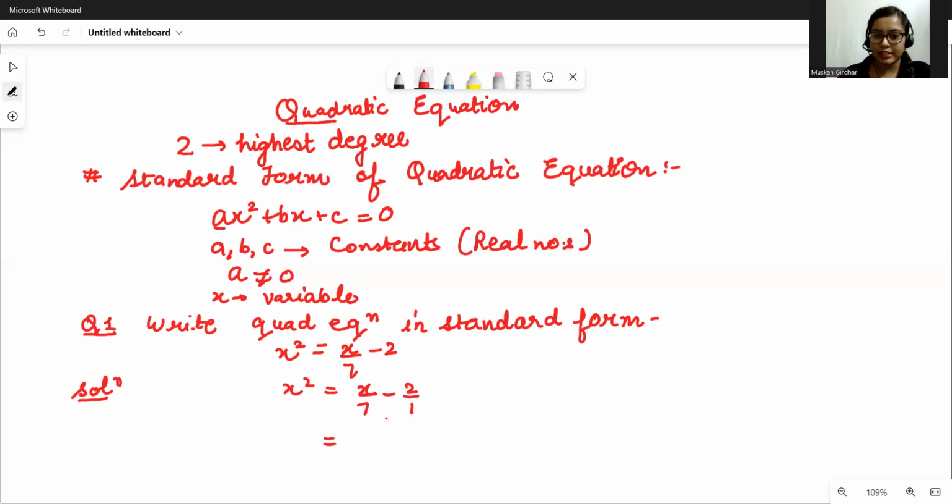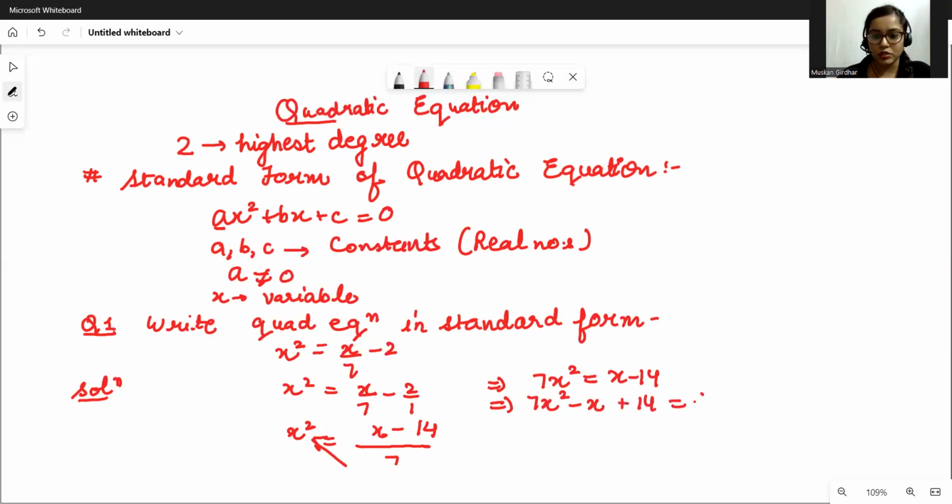Now, what will be the LCM here? This will be 7. 7 divided by 7 is 1, multiplied by x. This will give us x minus 7 divided by 1 is 7, and then multiplied by 2 will give us 14. Now cross multiply. So what are you going to get? Let me write it here: 7x square is equal to x minus 14. Now shift everything towards your left: 7x square minus x plus 14 equals to 0.